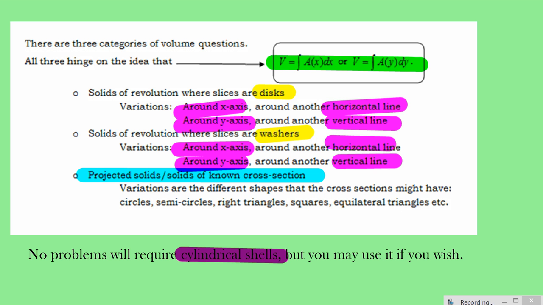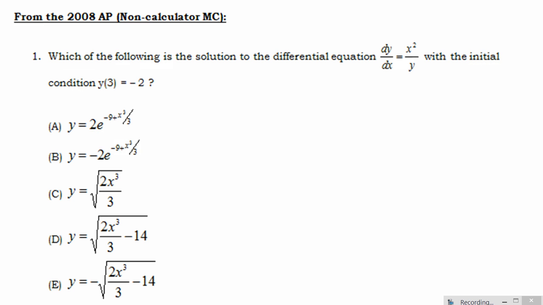All right, we're up to the point where I need you to do a few questions. There are on the next few pages of your notes 3 multiple choice questions, so give those a try and then come back. You will notice that the first 2 are non-calculator and the third one says with calculator.